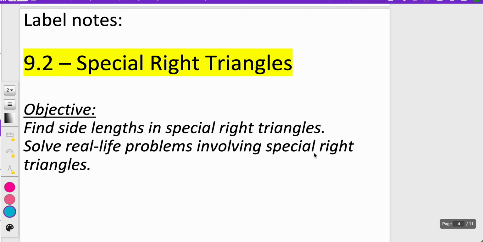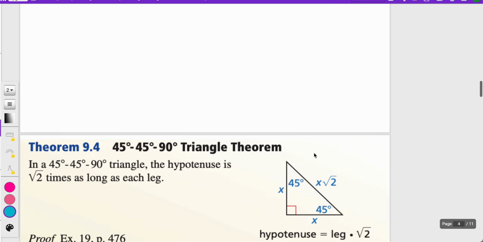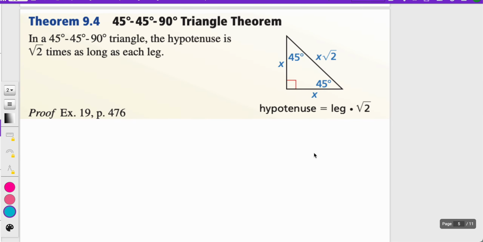What we're going to be learning about today is 9.2 special right triangles. So we're going to be able to find side lengths in special right triangles, with a lot of simplifying some radicals, so make sure you're well versed in that, and then solve real life problems involving special right triangles. We're going to start off right away with a theorem.